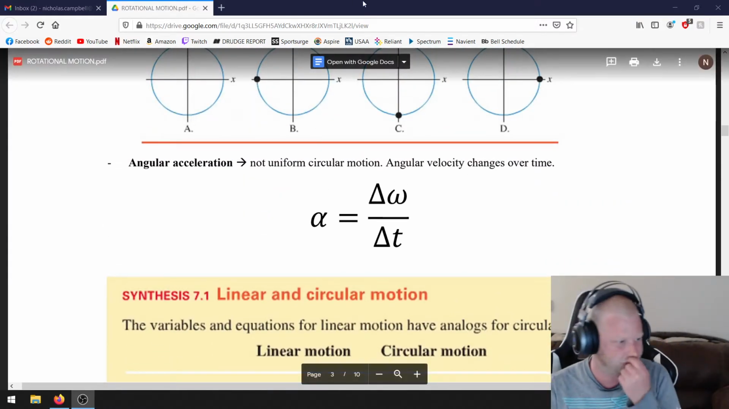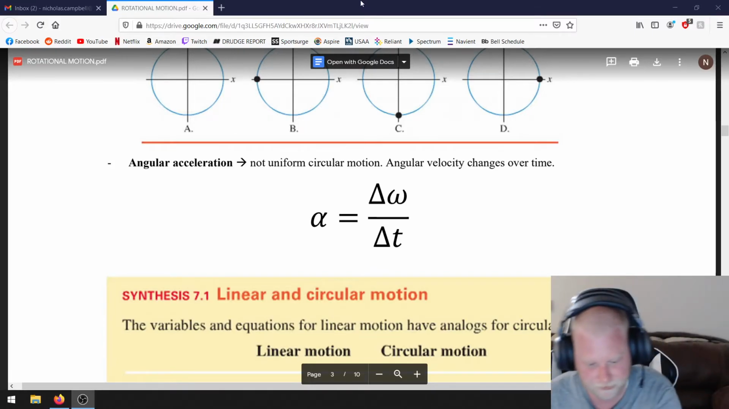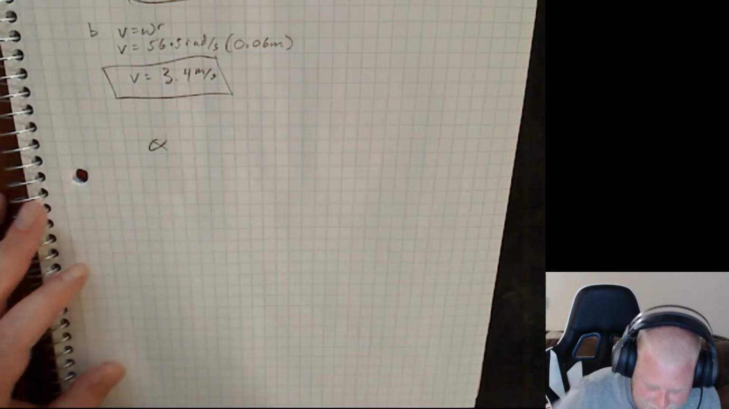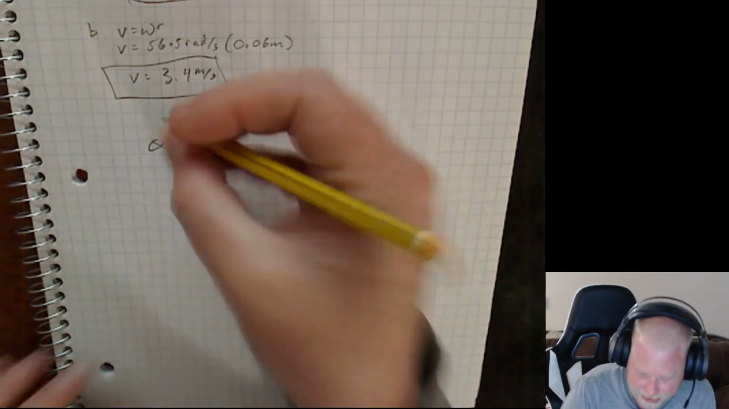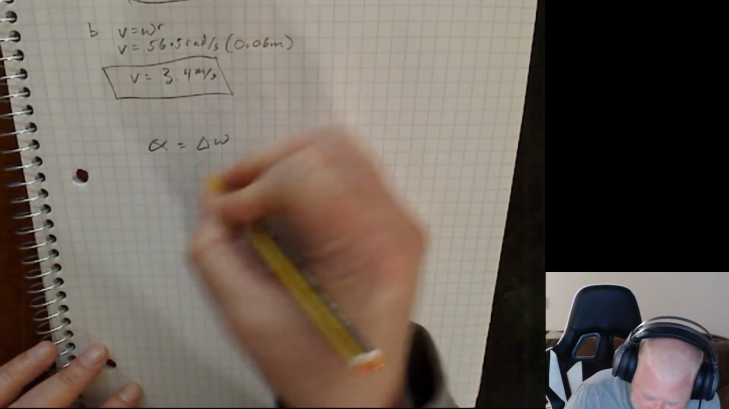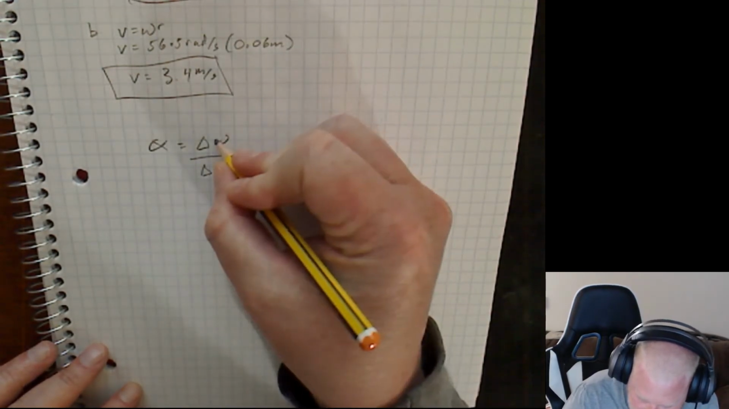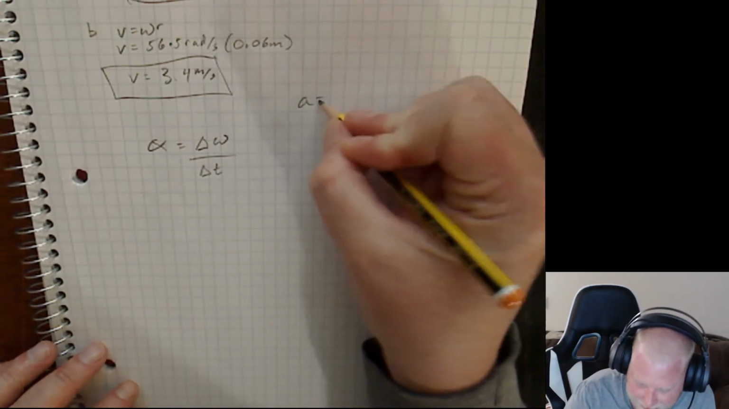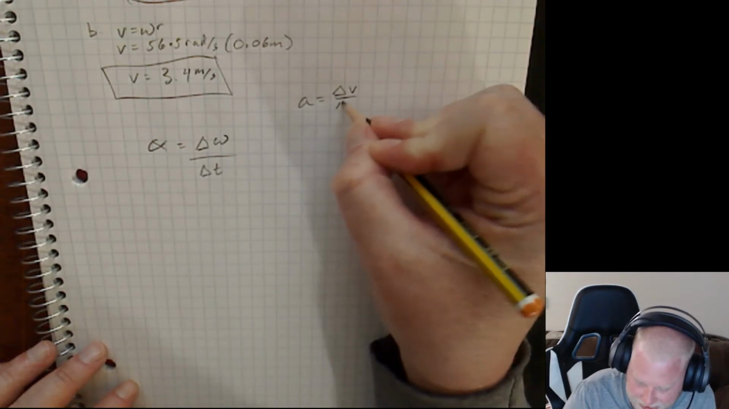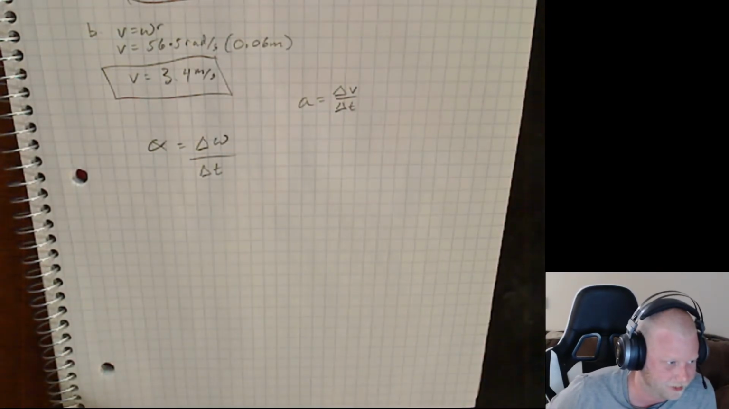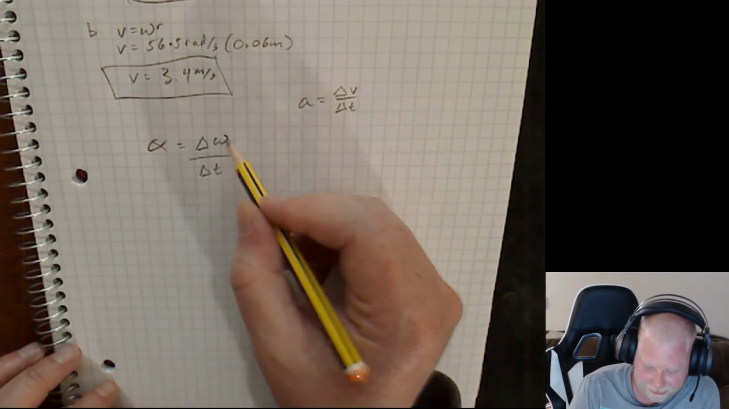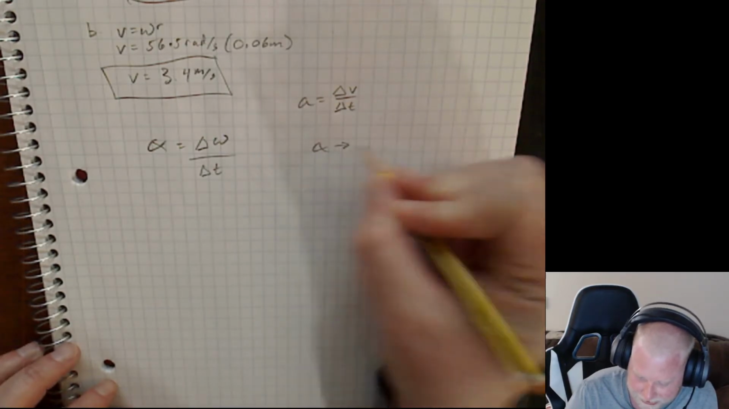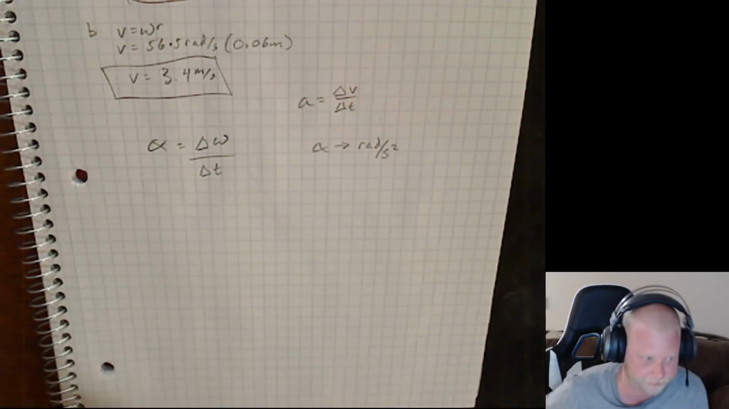Alright, so the last thing we want to look at is angular acceleration. Angular acceleration is represented by the Greek letter alpha, and it is a change in angular velocity over a change in time. Just like our linear acceleration was a change in velocity over a change in time. So we look at our units here, radians per second. So alpha is going to be measured in radians per second squared.